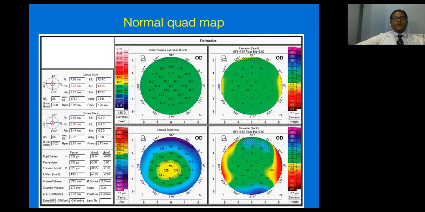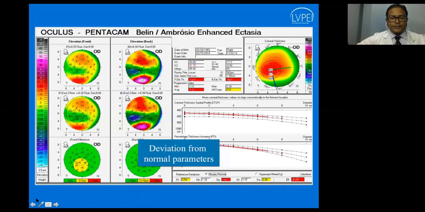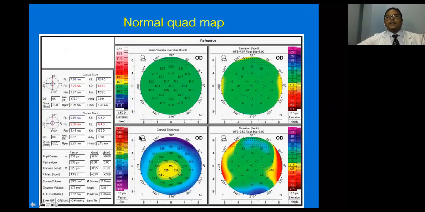So the output from the Pentacam typically has these four components: an axial sagittal curvature, the elevation maps, the corneal thickness, and the front and back elevations. There is a reference surface, and anything which is above 6 points above the reference for the front elevation and 12 above for the back elevation is considered to be abnormal.